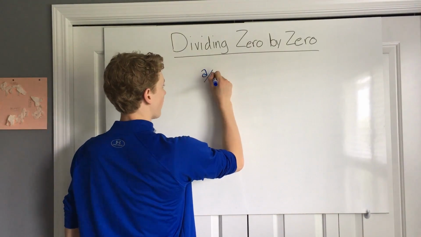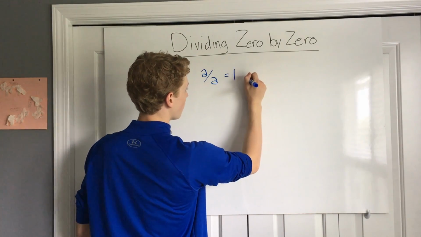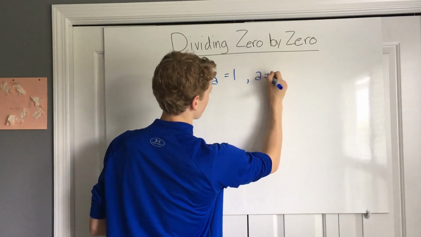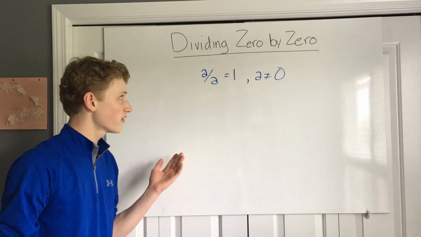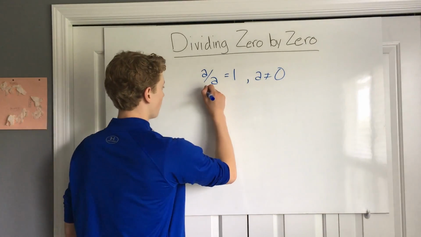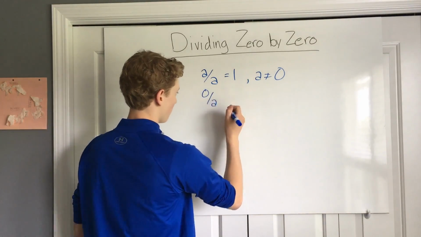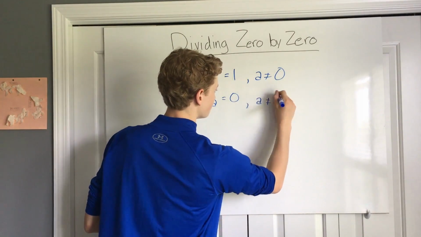When I have a divided by a, that just equals 1 when a does not equal 0, right? So that's basically just saying that anything divided by itself is 1. Now let's look at what happens when we divide 0 by a. We get 0 when a is not equal to 0.